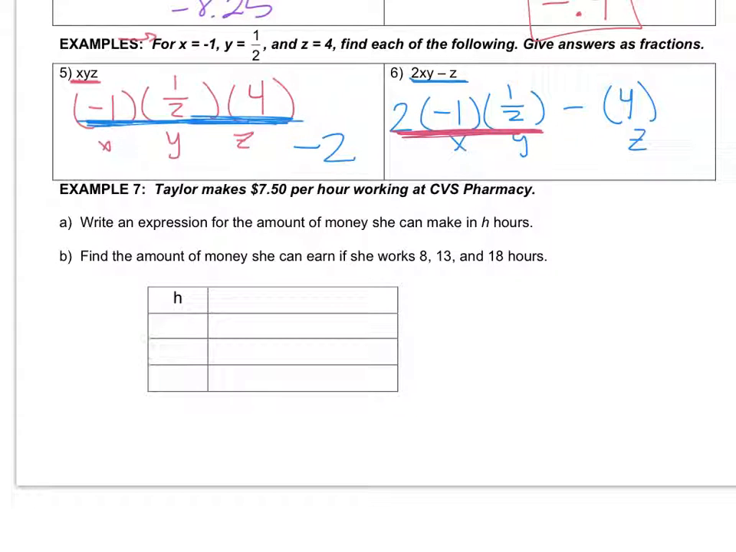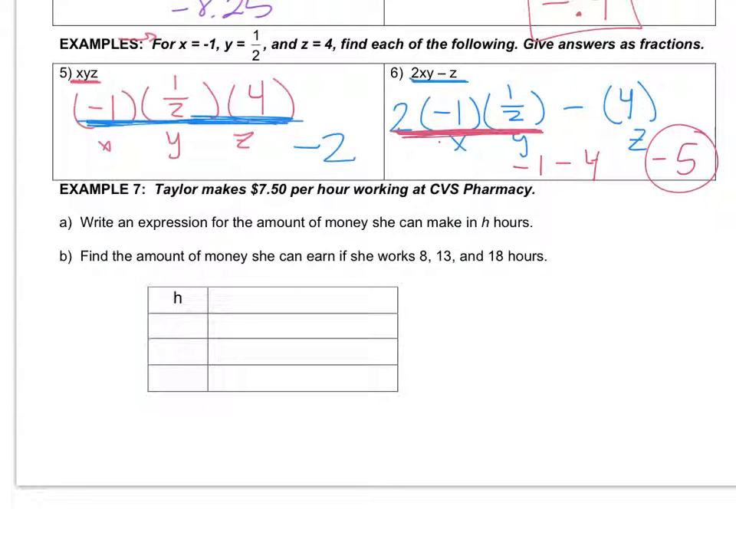So if I do 2 times negative 1 times 1/2, okay, that's going to give me negative 1. So now I'm going to do negative 1, and I'm going to bring down my minus sign, and I'm going to bring down my 4. So negative 1 minus 4 is negative 5.